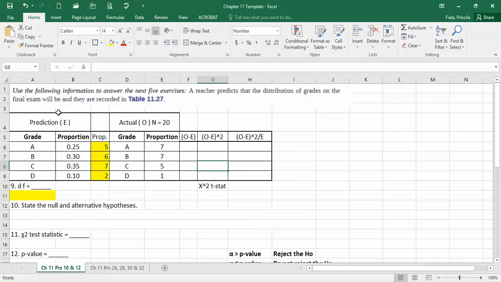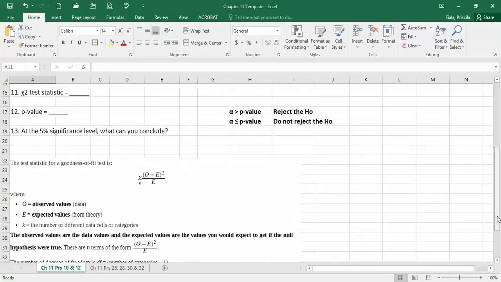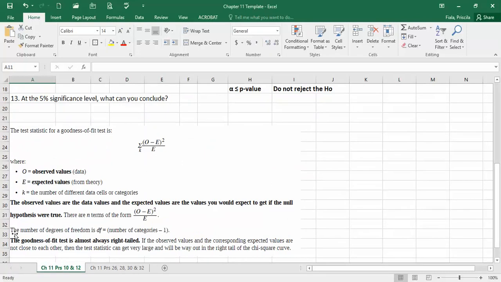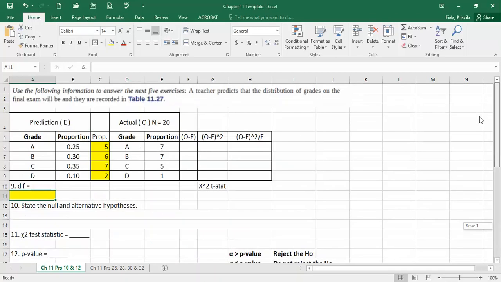Another very important thing: let's answer problem 9, which I didn't ask you. Degrees of freedom. The number of degrees of freedom is equal to the number of categories minus 1, not the number of students. How many categories do we have here? A, B, C, and D. Therefore, we have 4 minus 1, so your degrees of freedom is 3.